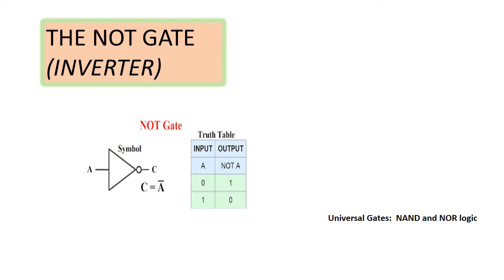The symbol for NOT operation is a bar. So when the input variable to the NOT gate is represented by A, and the output variable by X, the expression for output X is equal to A bar. So in the figure, the output variable is C and the input variable is A. Therefore, the output C is represented by C is equal to A bar.